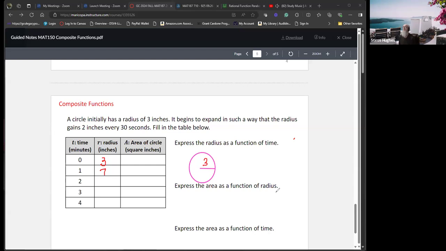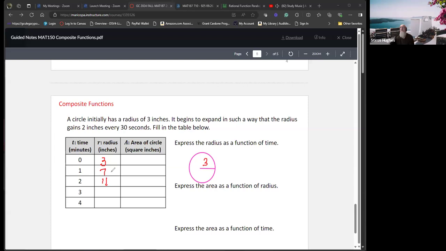All right, good. Caden says 2 times 2x, that'd be 2t, right? 2 times 2t plus 3. Like we said a moment ago, we're going to multiply 2 times how many 30 seconds there are, right? So plus 3, that's 11. So this one is 11.